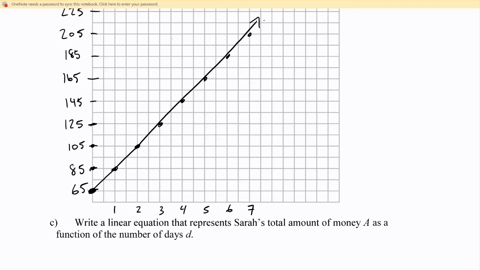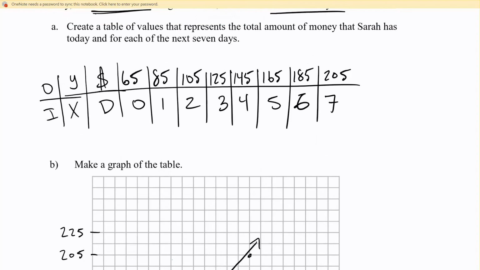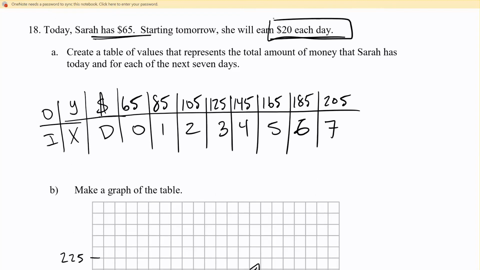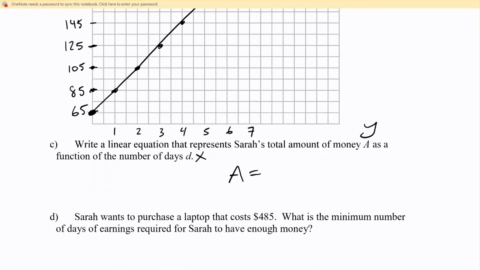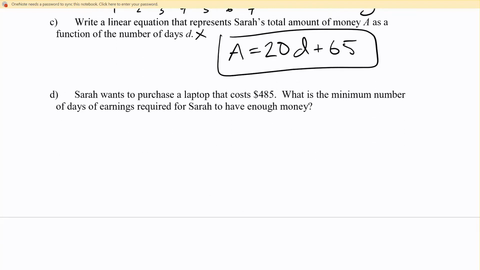So there's our graph. Write a linear equation that represents Sarah's total amount of money A as a function of number of days D. So that's, instead of X and Y, that's Y and that's X. So that's A equals, what do we go up? $20, right? We went up $20 a day, so that's our slope. And what we start off with, 65, so that's our y-intercept. So it's just A equals 20D plus 65.